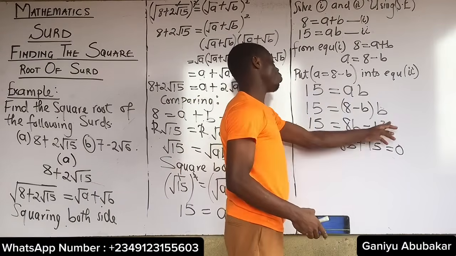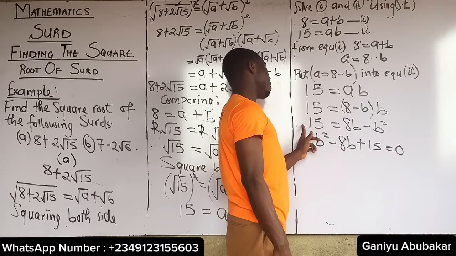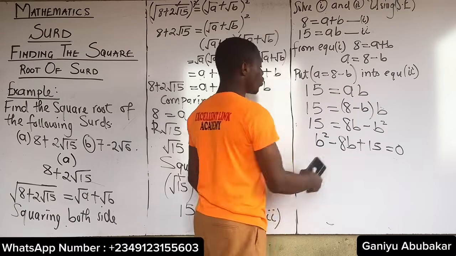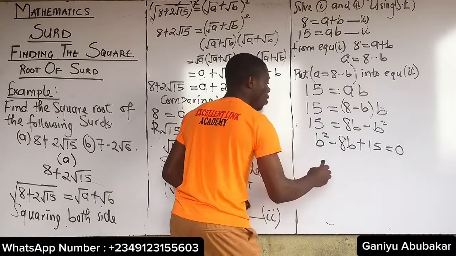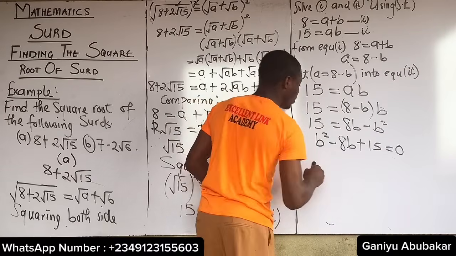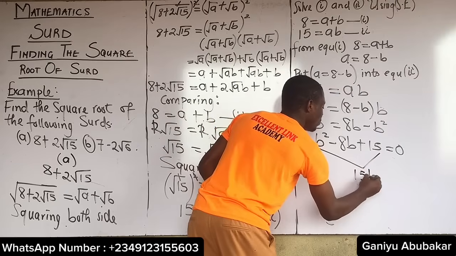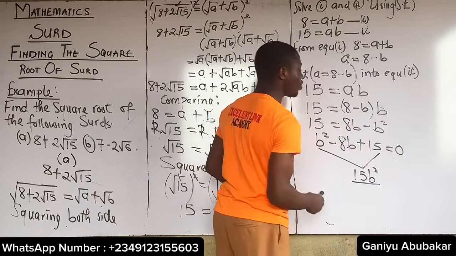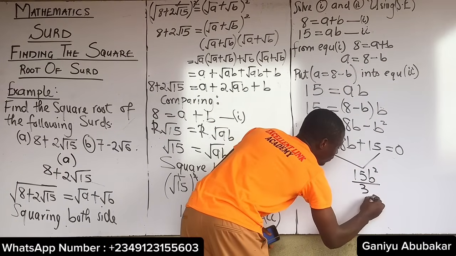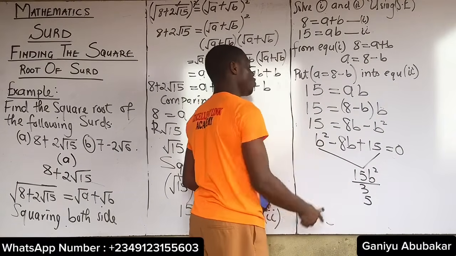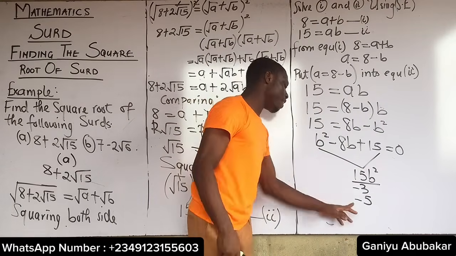So minus b squared becomes plus b squared, plus 8b becomes minus 8b, and this one remains the same, plus 15 is equal to 0. So I'll solve this one using the concept of quadratic equation. This is b squared times 15, so 15b squared. I'll look for two numbers such that if I multiply them together, it will give me 15. That's 3 and 5. And if I add them up, it will give you minus 8. That's minus 3 minus 5, which will give you minus 8.